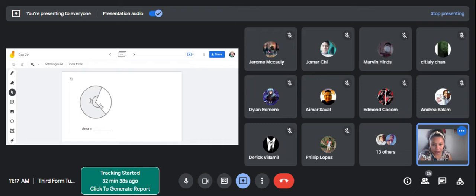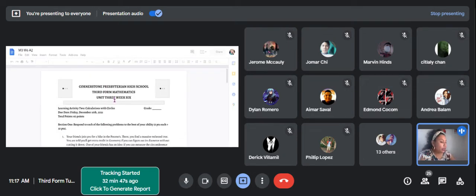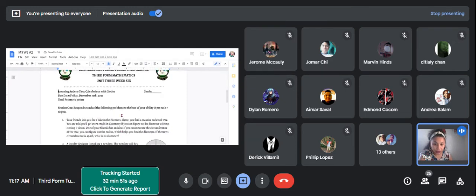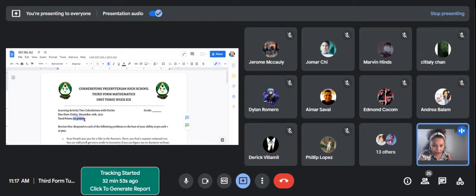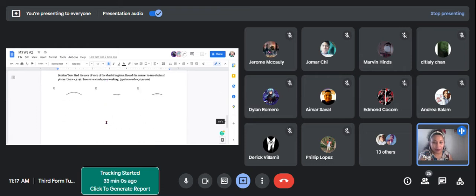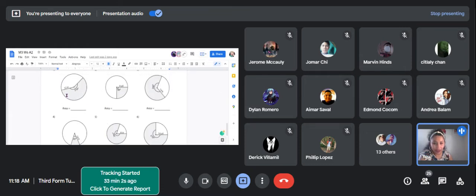Let me open the activity. This is activity number 2, right? If you take a look at activity number 2, it's called calculations with circles. It's worth 60 points. I'm stressing the 60 points, guys, because this is the biggest assignment that I have given, and this is a section that we are working with.